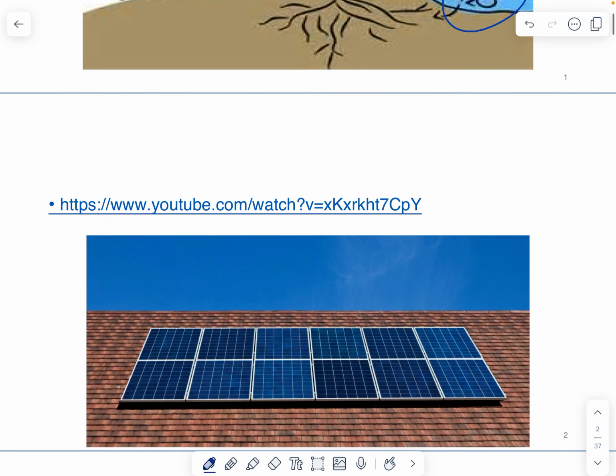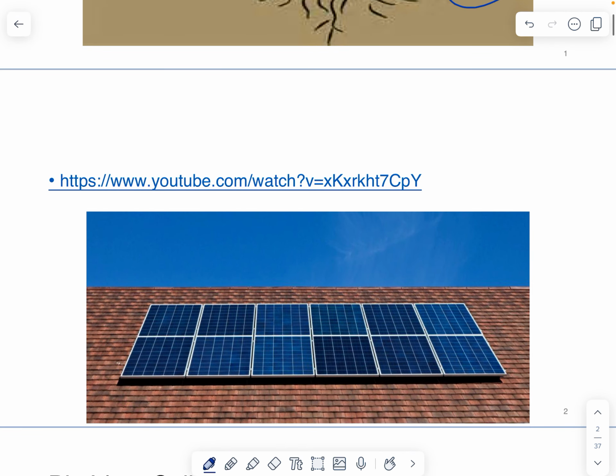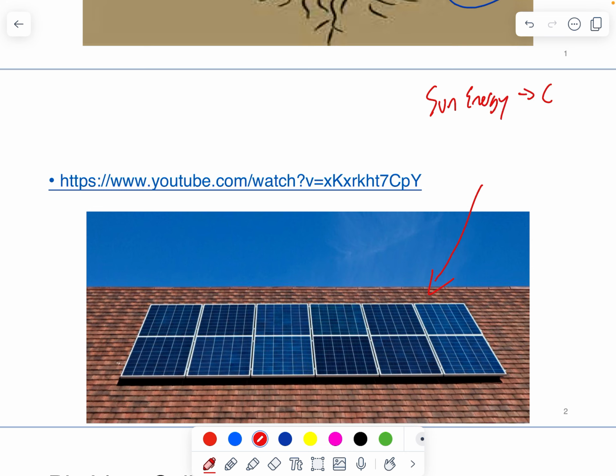And so I might show you this video in class depending upon time, but yeah, photosynthesis, in some ways it's kind of similar to solar panels, right? According to the first law of thermodynamics, energy cannot be created or destroyed. So we're going from sun energy or light energy, and then we're going to convert that into chemical energy. With solar panels, we're still going from sun energy, but instead of chemical, we're going to electrical. And so it's similar in ways.